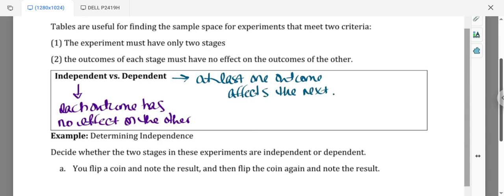Okay. So if you flip a coin and note the result, then flip the coin again and note the result. They're completely independent of each other. The second coin flip does not depend on the first one. So this one would be independent.